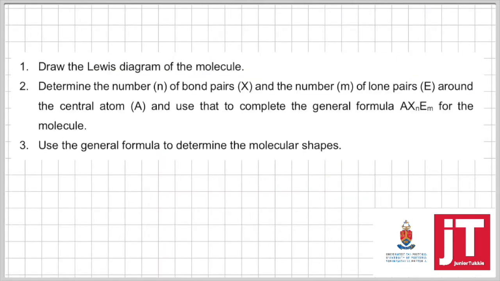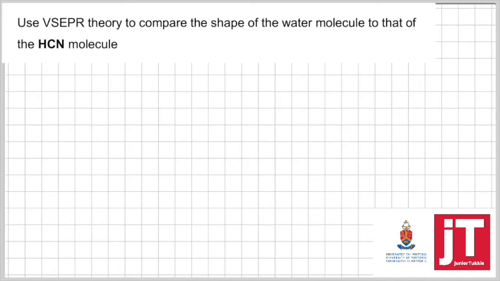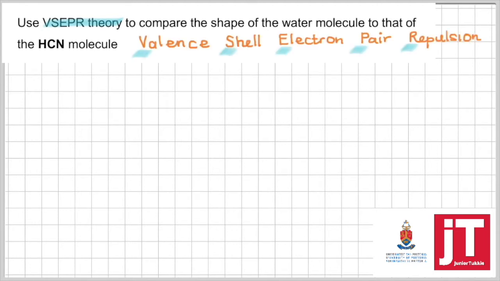In order to determine the shape of a molecule, we start off by drawing its Lewis diagram. We then determine or complete the general formula, and we can then use the general formula to determine the molecular shape. Our first problem says, use VSEPR theory, also known as valence shell electron pair repulsion theory, to compare the shape of the water molecule to that of the HCN molecule, also known as hydrogen cyanide.